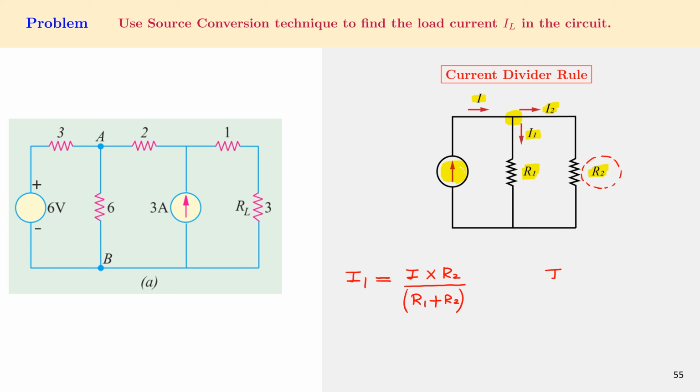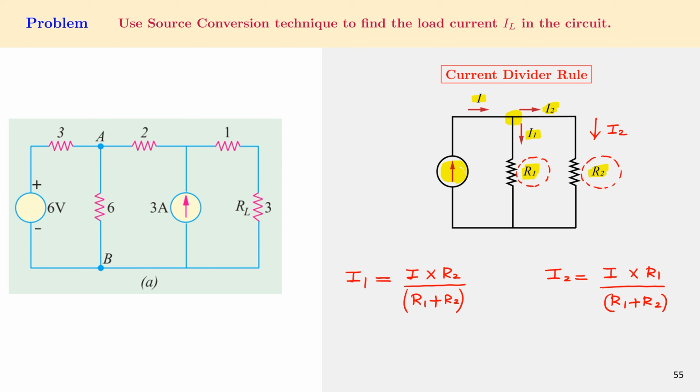Similarly, I2 is given by the total current in the circuit multiplied by resistance in the other branch. The current is flowing across this branch, so this is I2, but we are considering the resistance in the other branch, so that is R1 divided by R1 plus R2. So this is what current divider rule says.